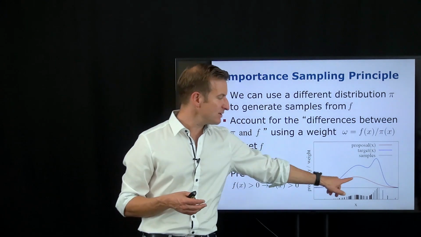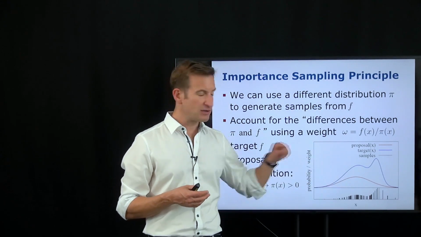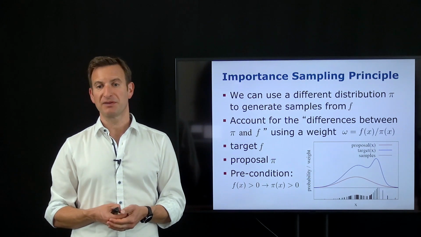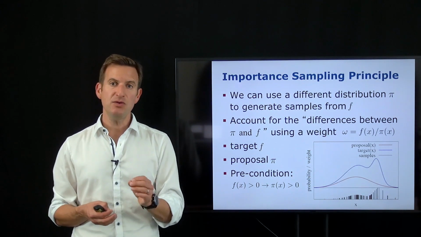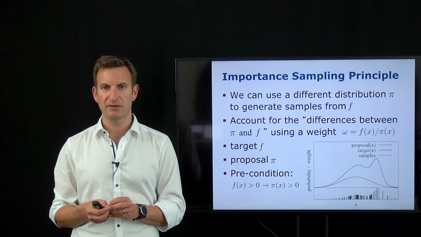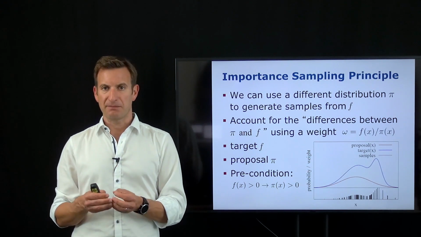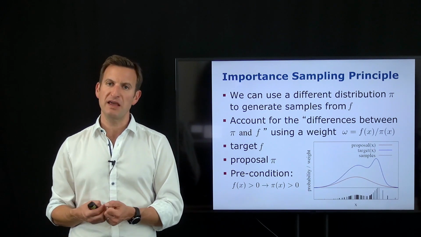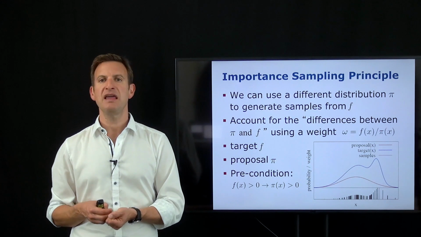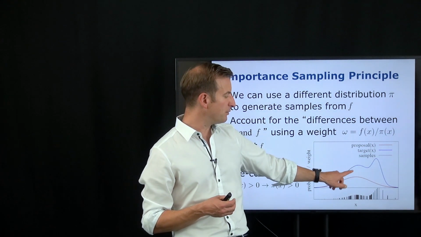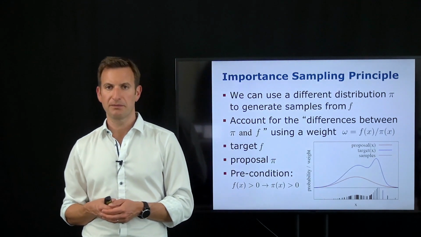So I assume I can generate samples from pi, but I cannot generate samples from my target f. But what the importance sampling principle tells me is that you can use your red curve, your proposal, and draw samples from that red curve and get samples that represent the blue curve if you compensate for the mistakes that you have made. And mistake means here the difference in function value between the red curve and the blue curve at a particular function value.